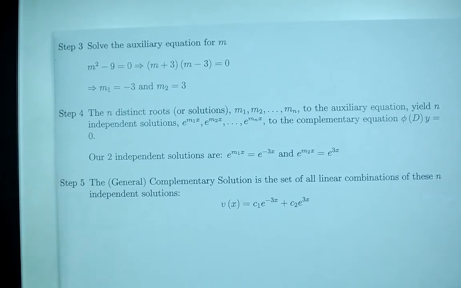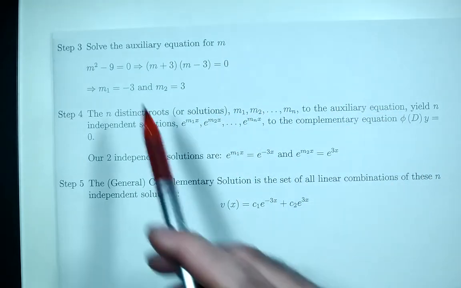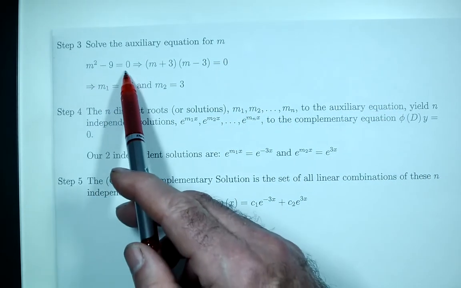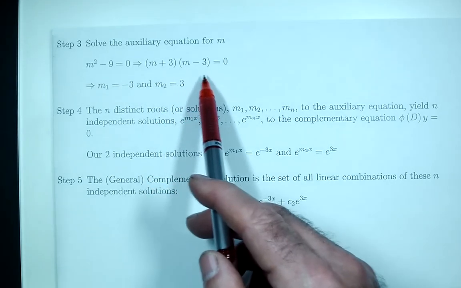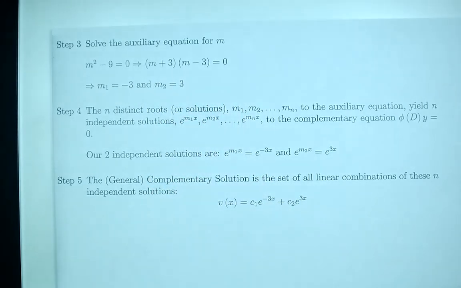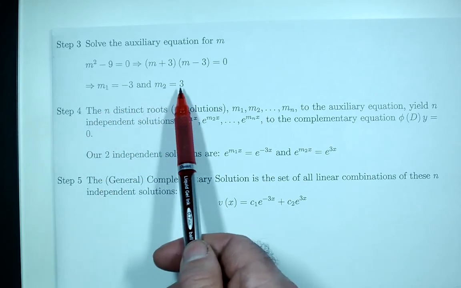Step 3, solve the auxiliary equation for m. m squared minus 9 equals 0. Okay, that's (m plus 3)(m minus 3) equals 0. So our solutions are m1 equals negative 3 and m2 equals positive 3.